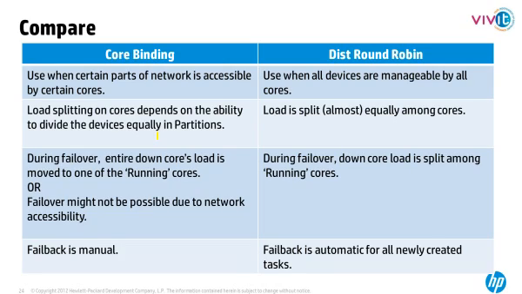The next difference is the failover time. During the failover in the core binding, we just saw that all the load from core 2 moved to core 3. Whereas in distributed round robin, it is distributed among the running cores, which is 1 and 3. And the other difference with core binding is failback is manual, whereas failback is automatic with distributed round robin for all the newly created tasks. So that is the comparison between round robin and core binding. And based on the questions, probably we can elaborate more on this one.